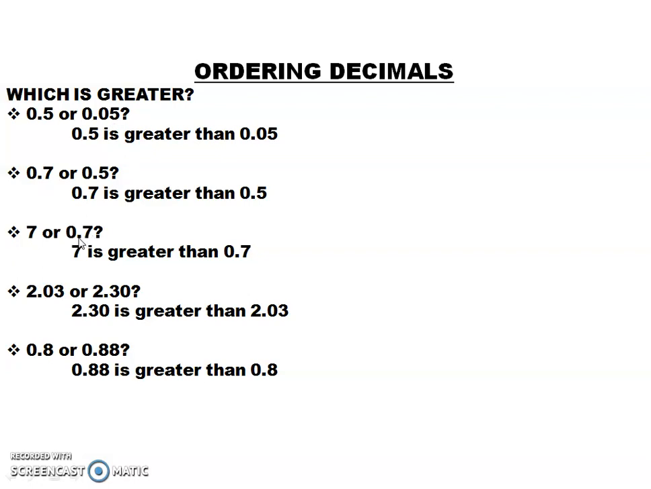0.7. Here the whole number part is 0. What about the first number? The first number, the whole number part is 7. In the second number, the whole number part is 0. So, which is greater? 7. So, the answer is 7 is greater than 0.7.